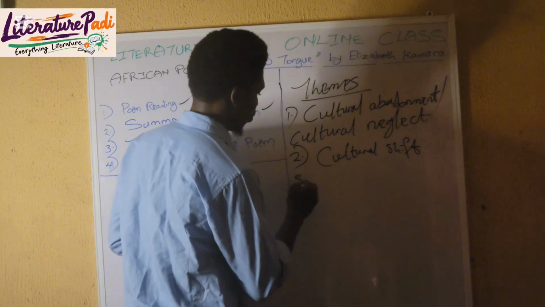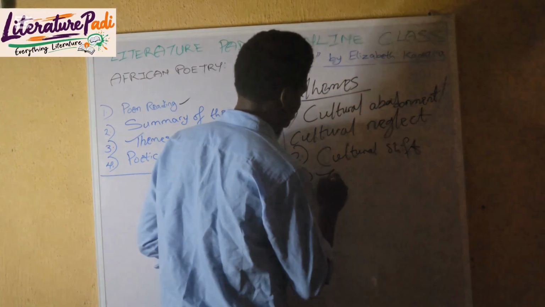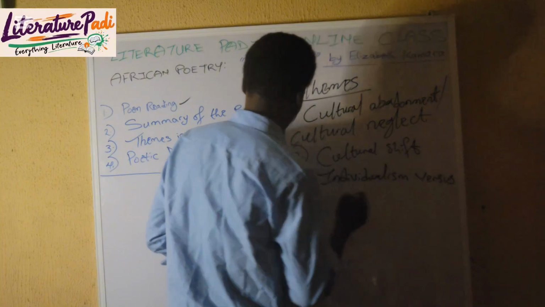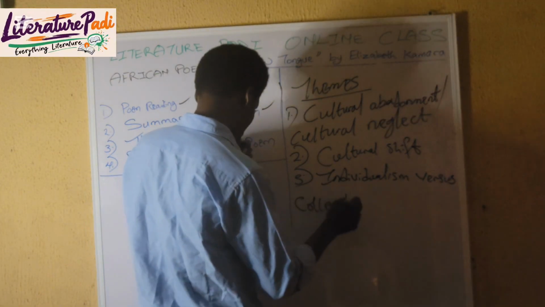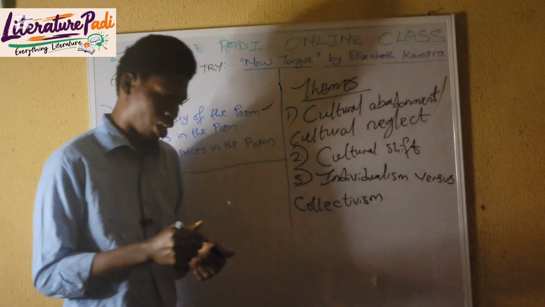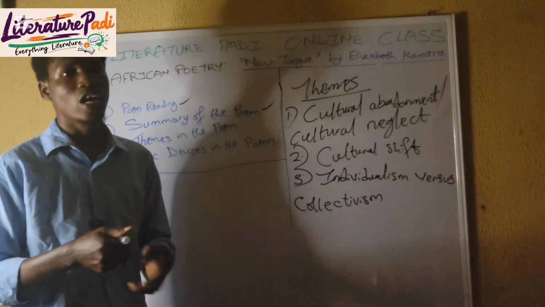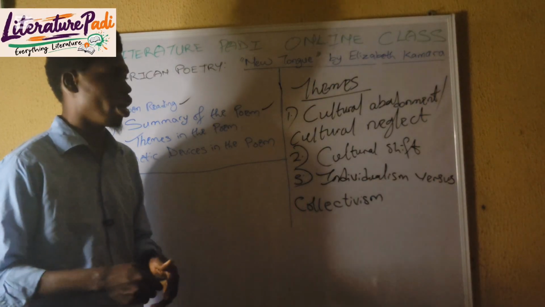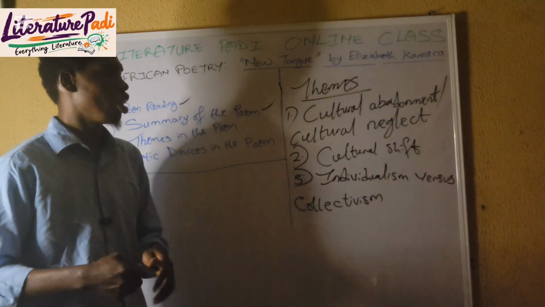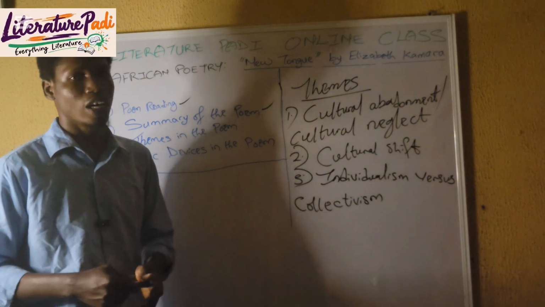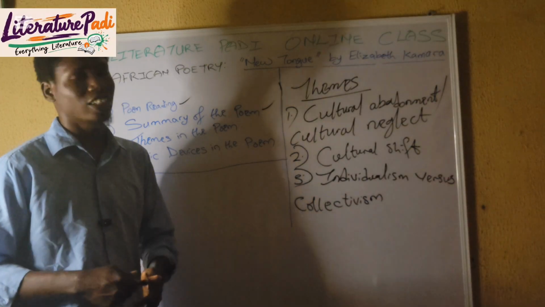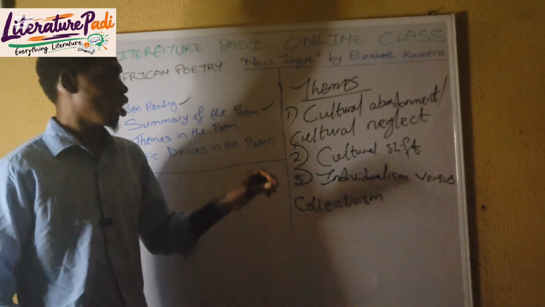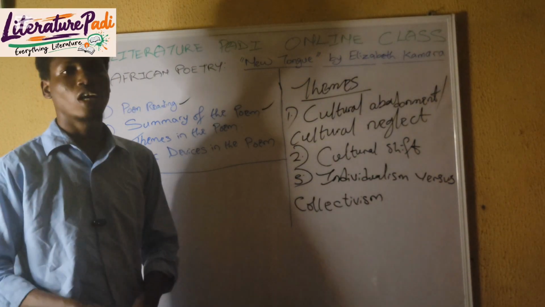So the next theme in the poem is individualism versus collectivism. Most African societies are known for their communalism, their sense of community. And this is what the poet is trying to do by juxtaposing the foreign culture's individualism against collectivism. So she pits individualism against collectivism in the poem.